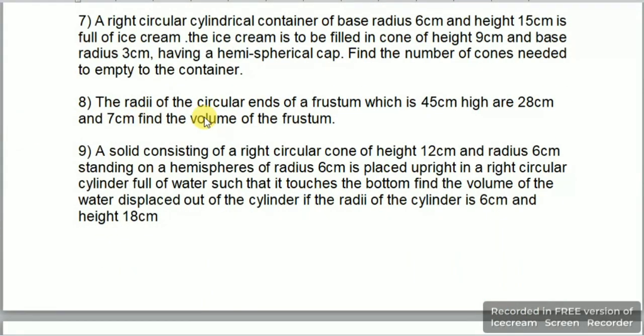Eighth question, the radii of the circular ends of the frustum, which is 45 cm high, are 28 cm and 7 cm. Find the volume of the frustum.